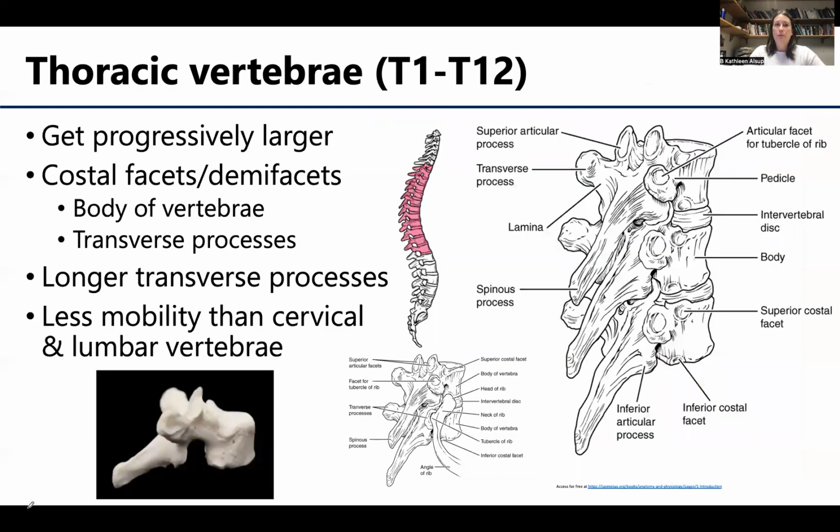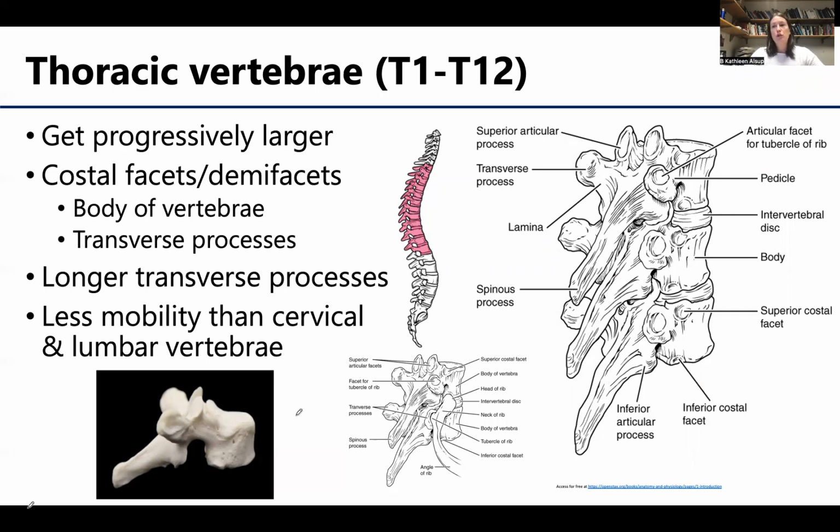Okay, thoracic vertebrae. Now we're getting progressively larger, so we're not quite as small as what we saw with the cervical vertebrae. There are going to be longer transverse processes. We'll talk about why that is in a moment, but I do want to note that there's less mobility with the thoracic vertebrae than with the cervical and the lumbar, and that makes sense because it has the ribs attaching to it. You don't have as much movement here.